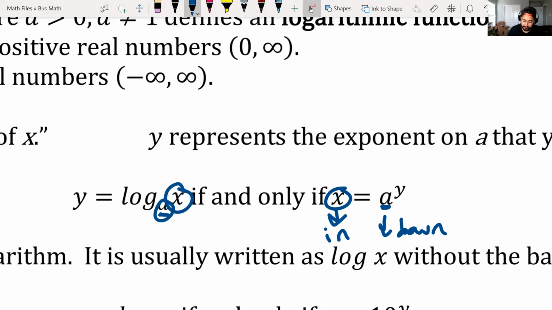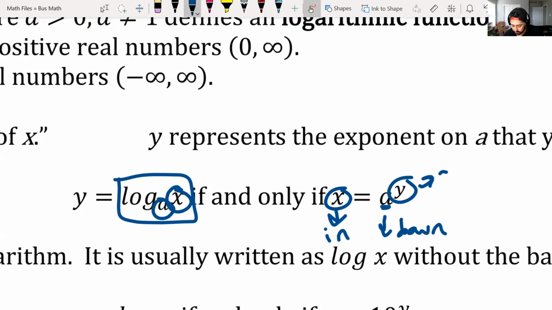So now we have log base a of x. Once again, base a went down, the x went in. And then the very last one is the exponent goes out, which means it goes to the outside of the equal sign. It goes outside of the log. So whenever you rearrange from exponential to logarithm, you're always down and out.